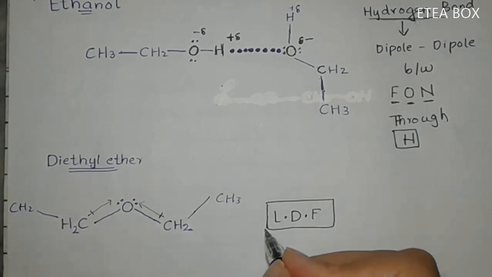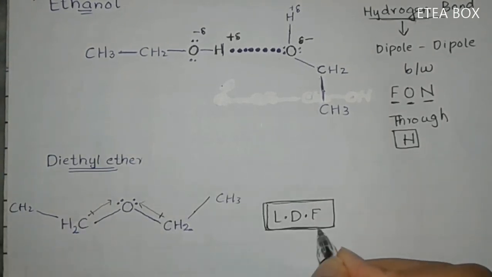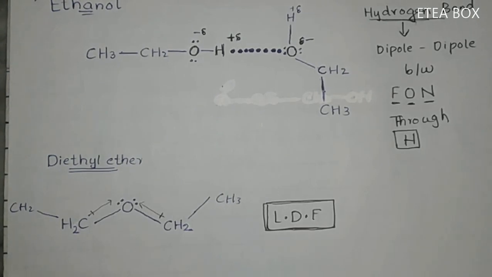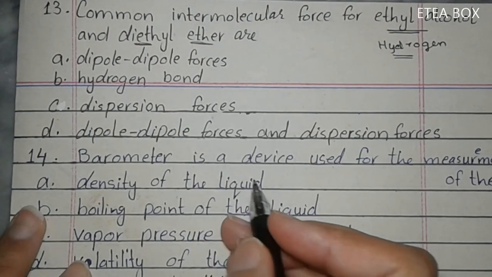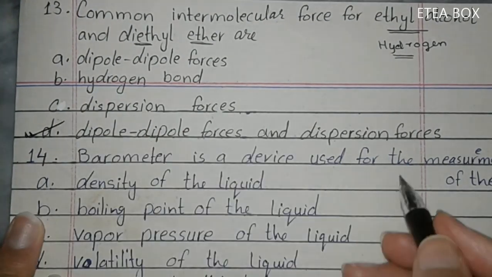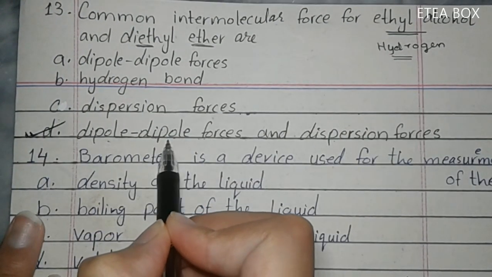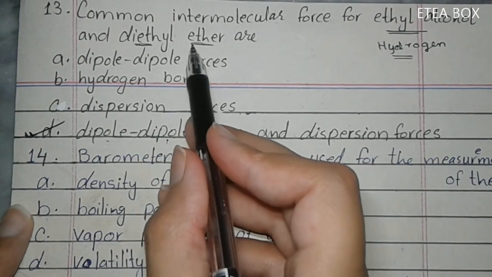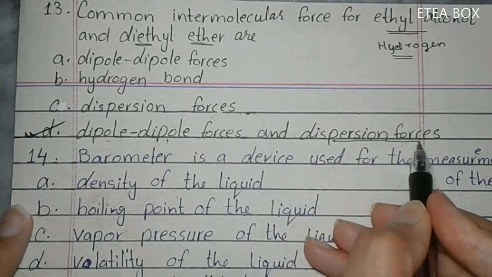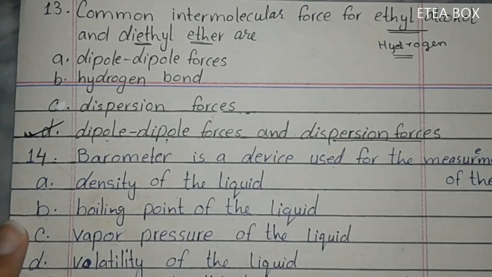So we can say that London dispersion force is dominant in diethyl ether. So first, option D is correct: ethyl alcohol has dipole forces between oxygen, nitrogen and fluorine through hydrogen, and diethyl ether contains dominant dispersion forces. So option D is correct here.